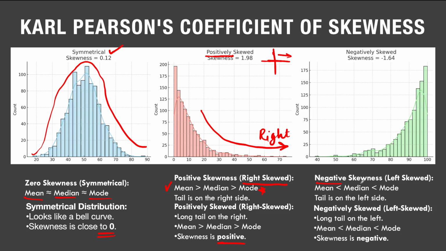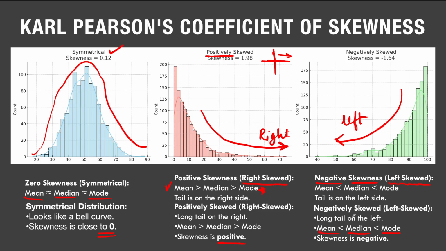Similarly, in the negative skewness side, we are expecting that this is a left skewed graph and it is a negatively skewed graph. Similarly, you can see that the tail is occurring on the left hand side, and the mode is greater than the median and it is also greater than the mean.